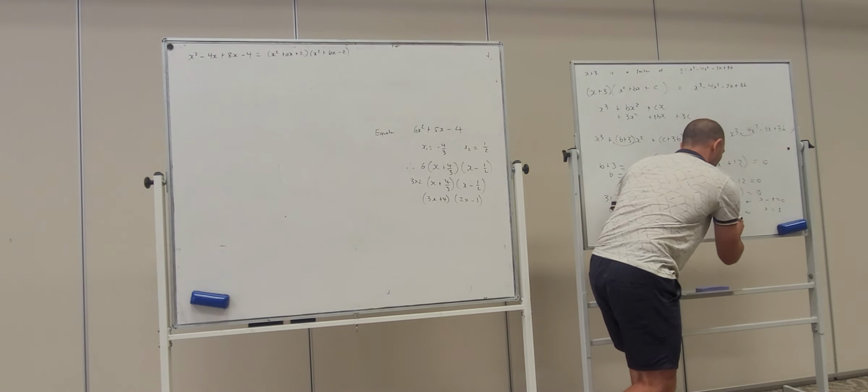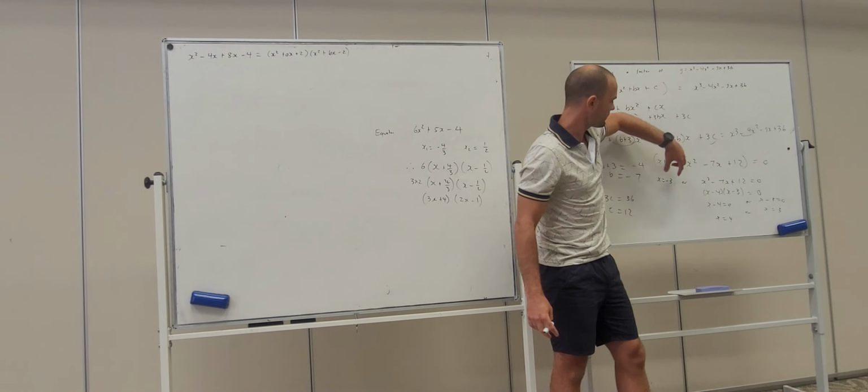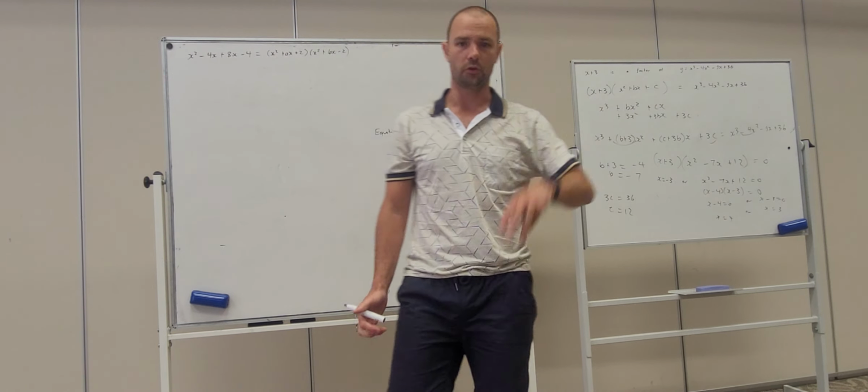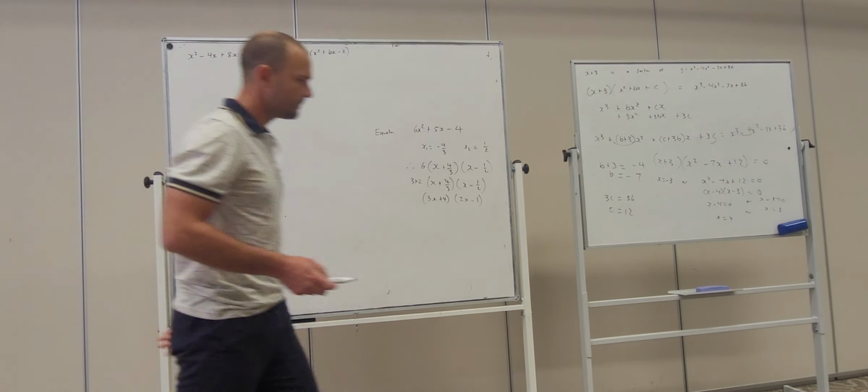So the roots of this cubic, we found minus 3, positive 4, positive 3. 3 roots for the cubic equation. Excellent. Okay, let's have a go at the next one then.